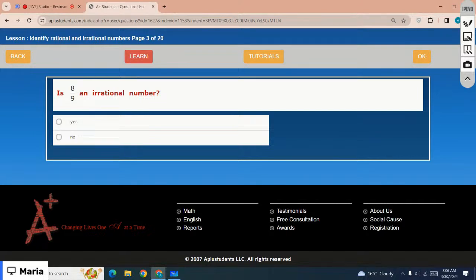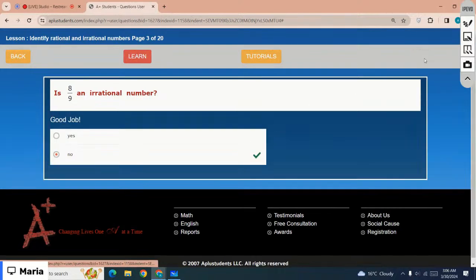Is 8 by 9 an irrational number? Which is the correct option? Yes or no? No, 8 by 9 is not an irrational number, right? Because 8 by 9 is a rational number, so it is not an irrational number.